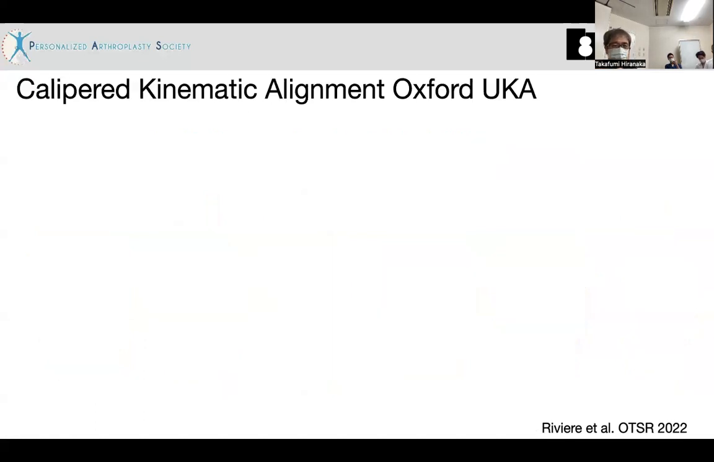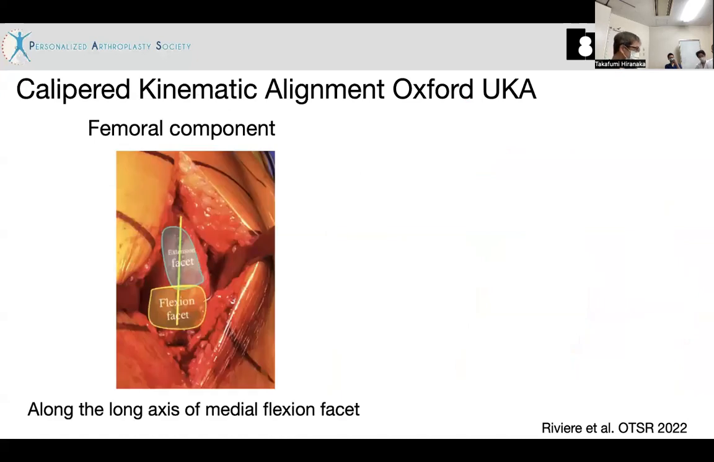So how to do the kinematic UKA? This is Charles Riviere. He is one of the aggressive users of kinematic alignment. He is the president of the PASS Society, Personalized Alignment as a Practice Society. And he is also at Oxford University. So his technique is, first, draw the line.